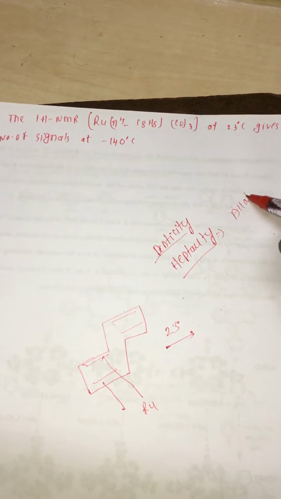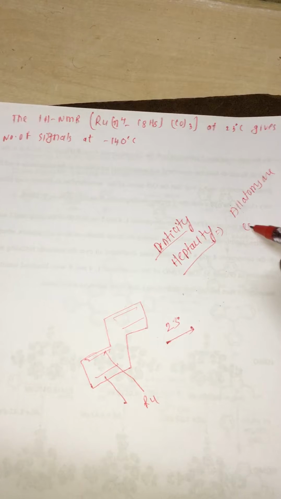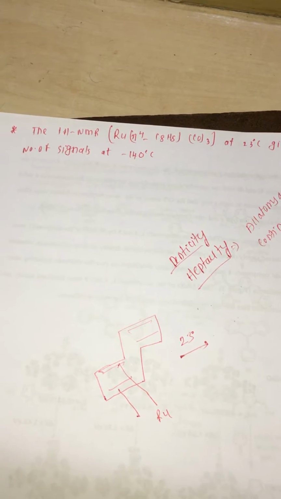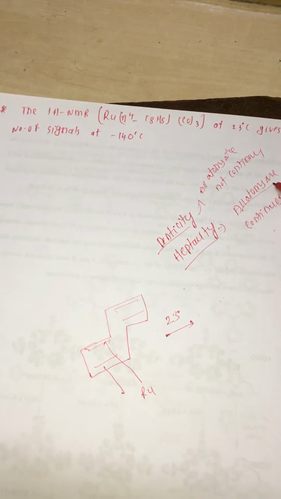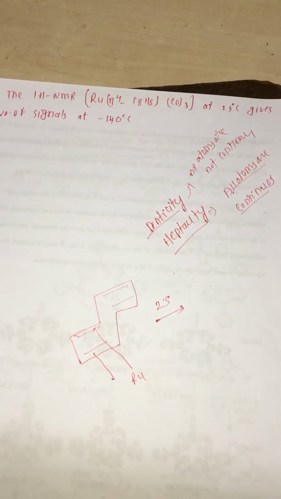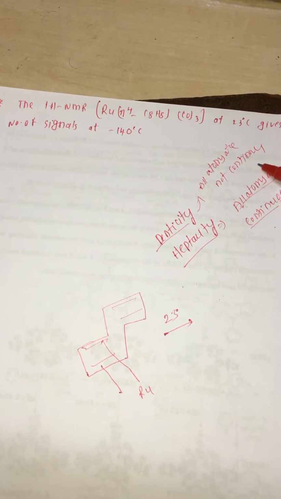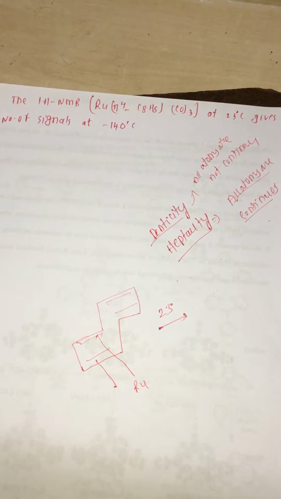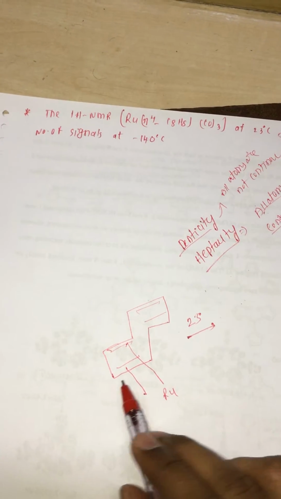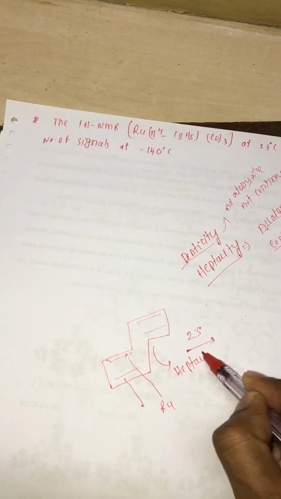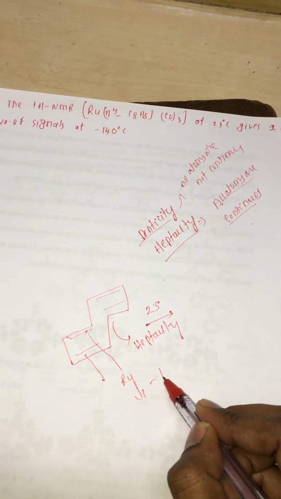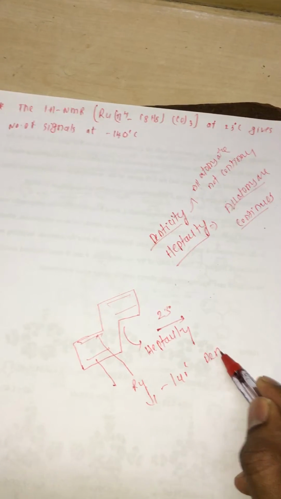continuous. And denticity means all atoms are not continuous. When all atoms are continuous, in that case all atoms are the same, so you will get a single peak. When all atoms are not continuous, you will get different peaks, meaning a different number of signals. So here at 23 degrees centigrade, it shows hapticity, whereas at minus 140 degrees, it shows denticity.